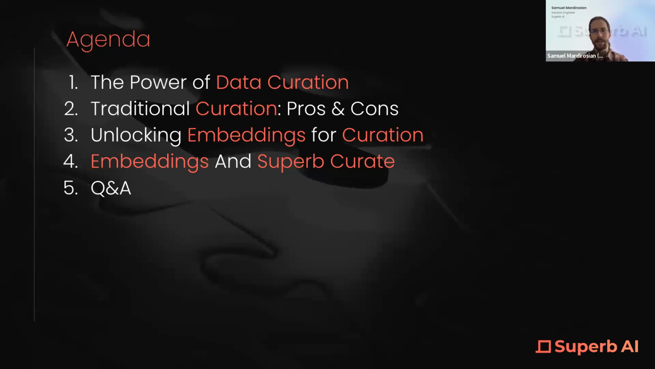So overall today, I'm going to be talking a little bit about the power of data curation. I'm going to be digging into some traditional data curation methods and advantages and disadvantages of these. I'm going to be looking into embeddings and how they can be used in data curation. And then I'm going to be showing you how we at Superb AI envision the use of embeddings and how we currently use embeddings. And then at the end, there'll be time for a Q&A. Feel free to pop any questions into the chat throughout.